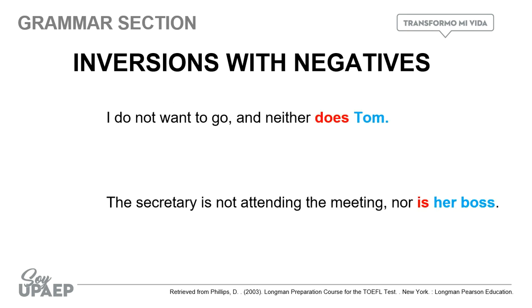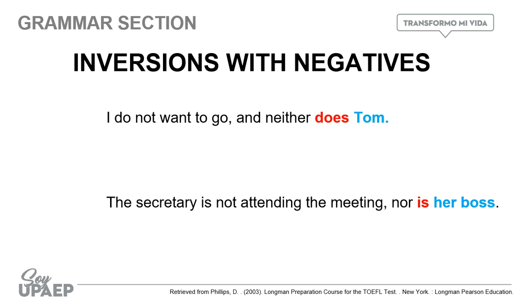Okay, look at these sentences. I do not want to go, and neither does Tom. The secretary is not attending the meeting, nor is her boss. It is important that you know that it doesn't matter if the negative word is in the first clause or in the second clause. If it is in the first clause, the inversion happens in the first clause. But if the negative word is in the second clause, the inversion has to happen in the second clause. And this is the case.